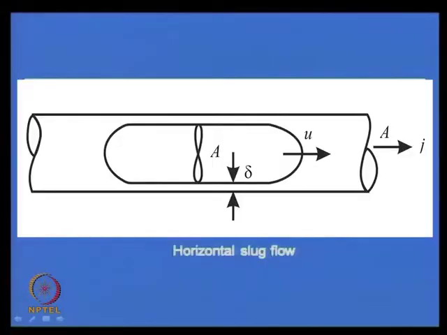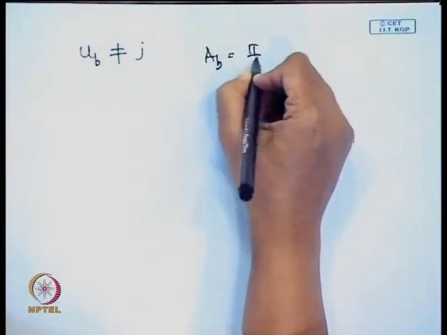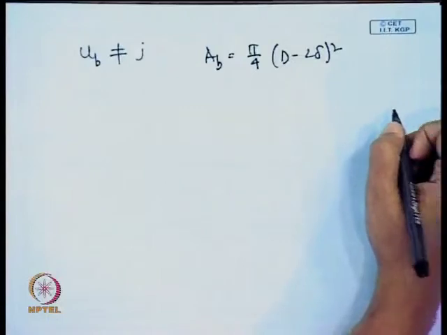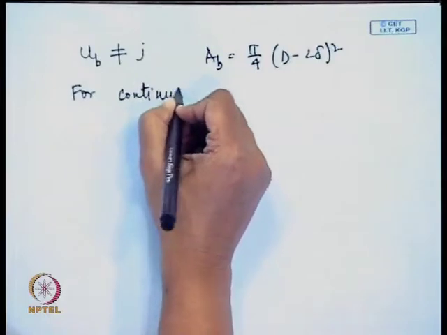We can assume that the liquid film at the wall here is more or less stationary. Because there is no particular pressure difference, the bubble surface is at constant pressure. So, since there is no pressure difference, we can assume that the liquid film between the bubble and the wall is more or less constant. That we can assume. Okay. So, for this particular case, we know that AB is equal to pi by 4 into d minus 2 delta whole square, that we have been doing for a long time.